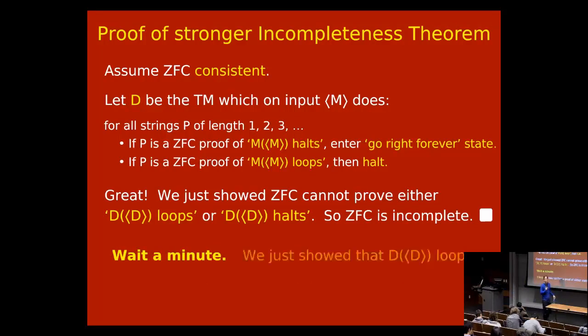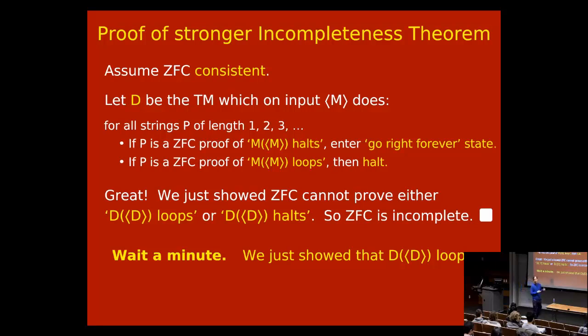Now here's the plot twist, okay? Now wait a minute. We, like us together, on the last 3 slides, just showed that D of D loops. I mean, we did. We showed it. But I have also told you all along, and I wasn't lying to you, that whenever you can prove something using good old regular mathematics, if you work hard enough, you can translate it into a proof in Z of C in the deductive calculus.